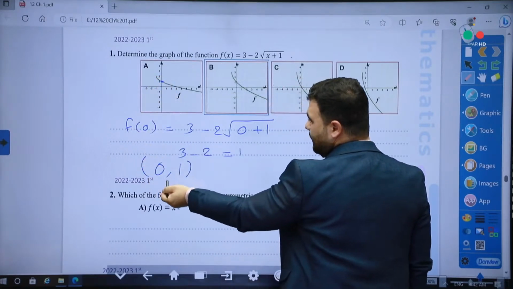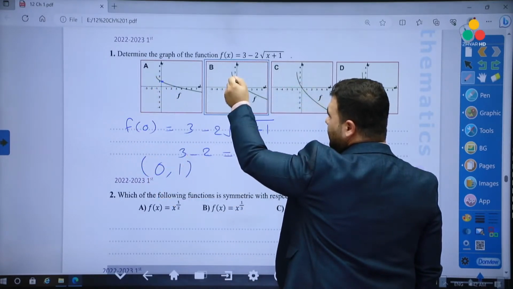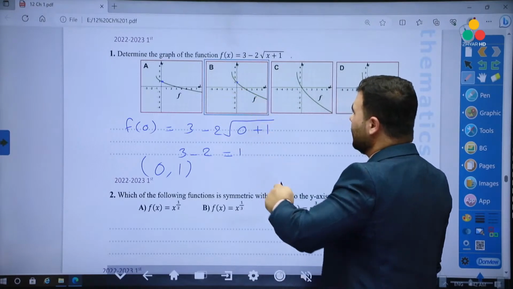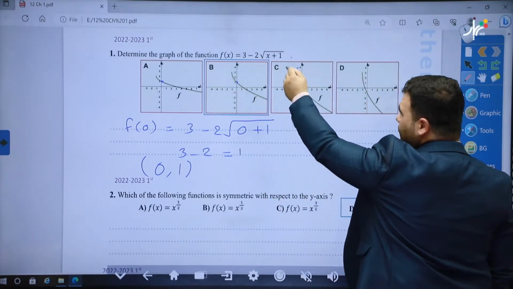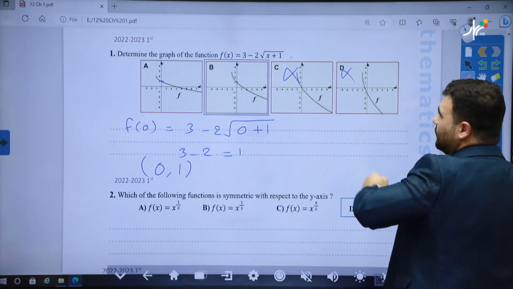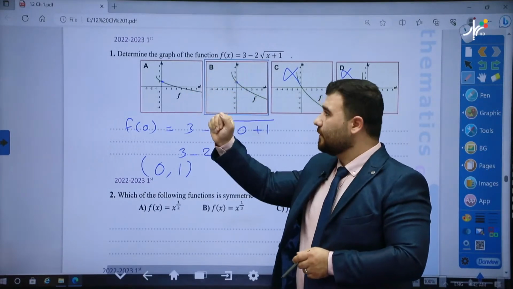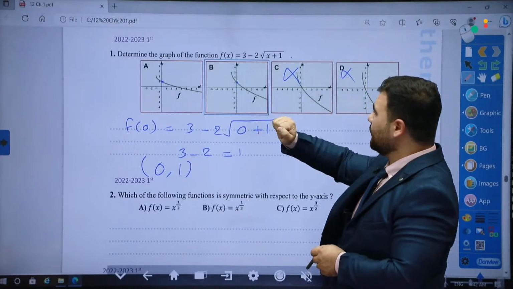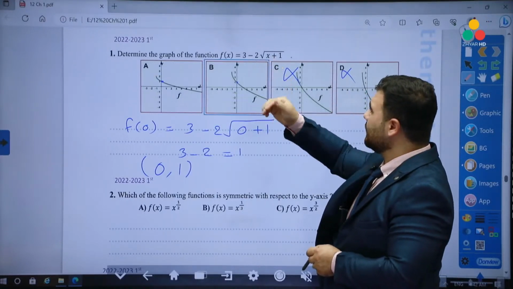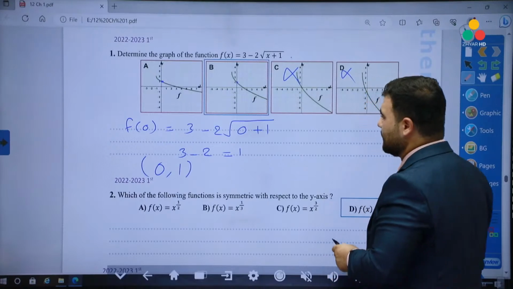A could be the right answer. When x is 0, y is 1, B could be the right answer. When x is 0, y is 0, C is out, D is out. Now the competition is between A and B. I'm going to choose another point, let's say 3.